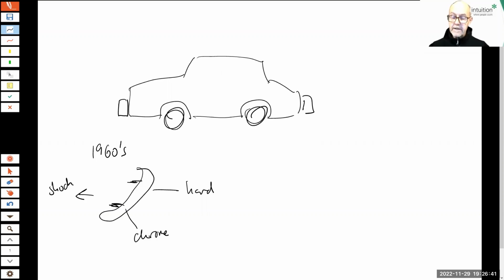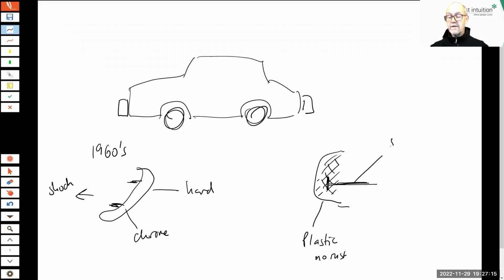What have you got nowadays? Something like an outer plastic skin filled with nice soft foam, embedded in which is a bracket, but it's foam all around. So now it's plastic. Does plastic rust? No. You've got like a shock absorber built in.